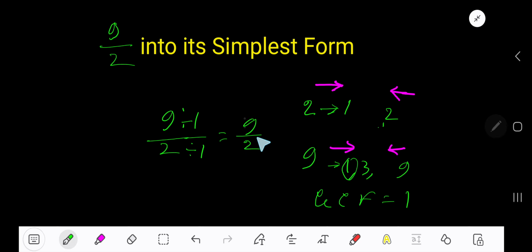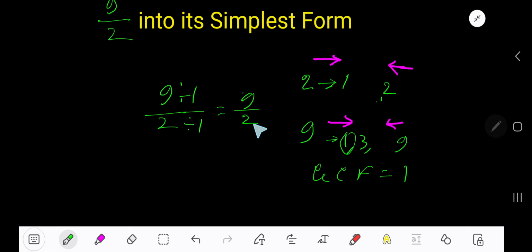This is an improper fraction because the numerator is greater than the denominator, so we need to convert this improper fraction to a mixed number. So how to do that?